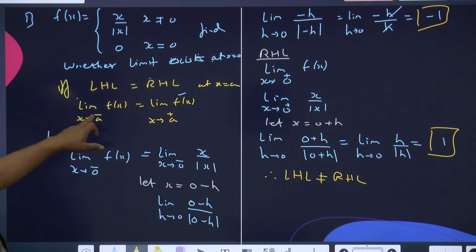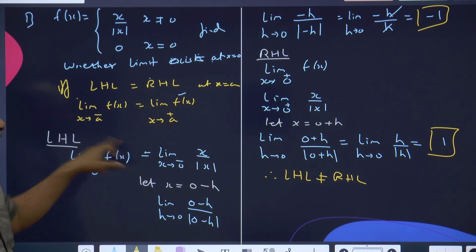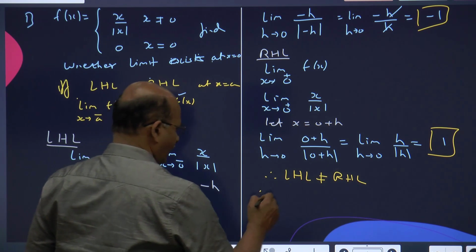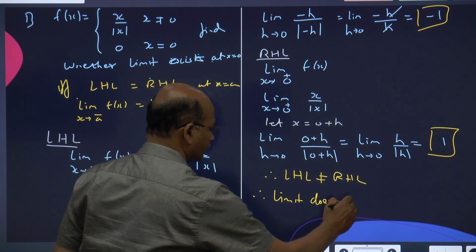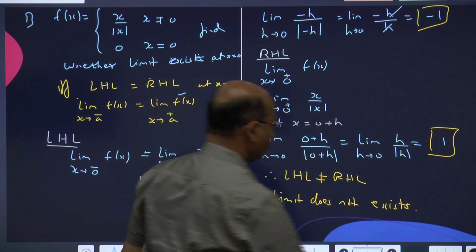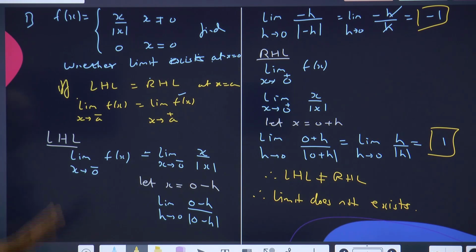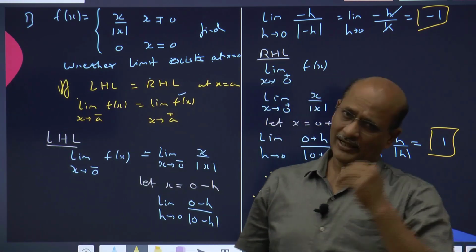So guys, if left hand limit is not equal to right hand limit, what do you conclude? Therefore, limit does not exist. Limit does not exist. I hope there is clarity on this procedure in the explanation.